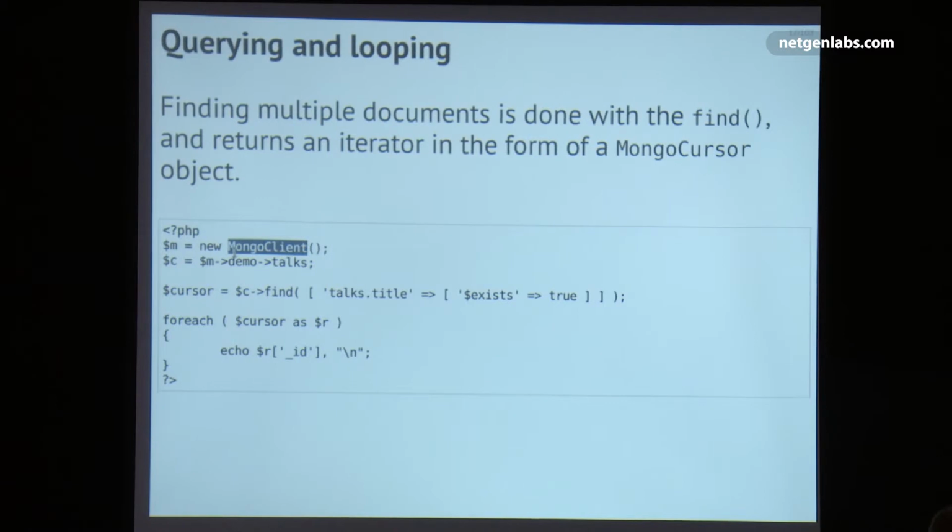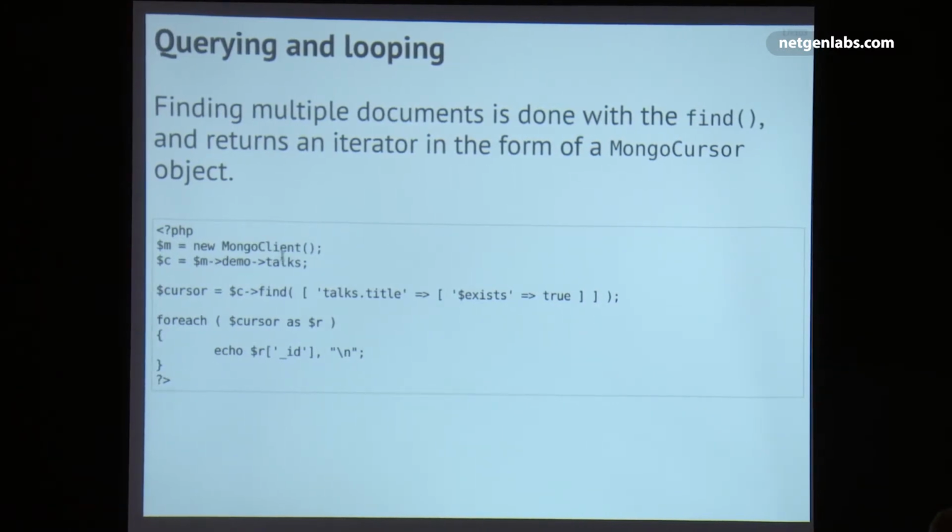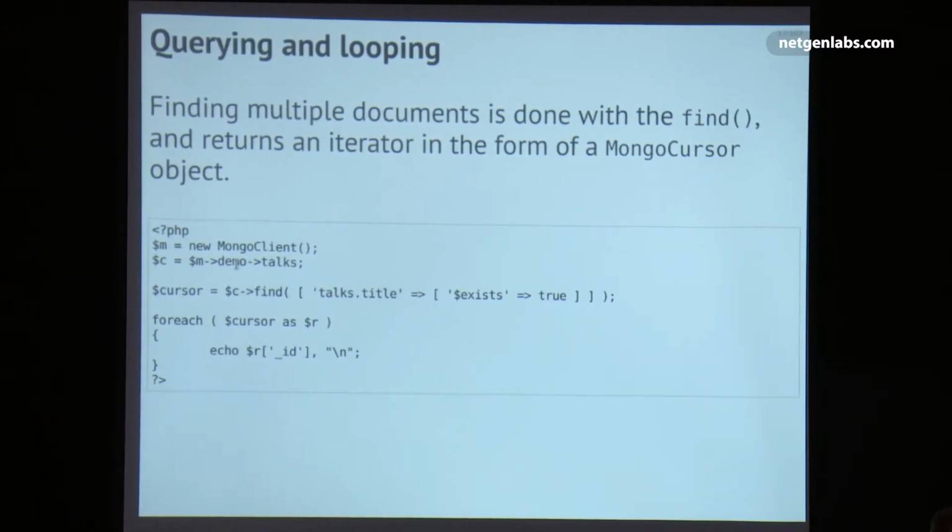Again, I'm creating a connection to MongoDB, and I'm selecting the talks collection in the demo database, like I've done in previous examples. And then I'm creating a cursor object. A cursor object is created by calling find. Find is the method that finds you more than one document.